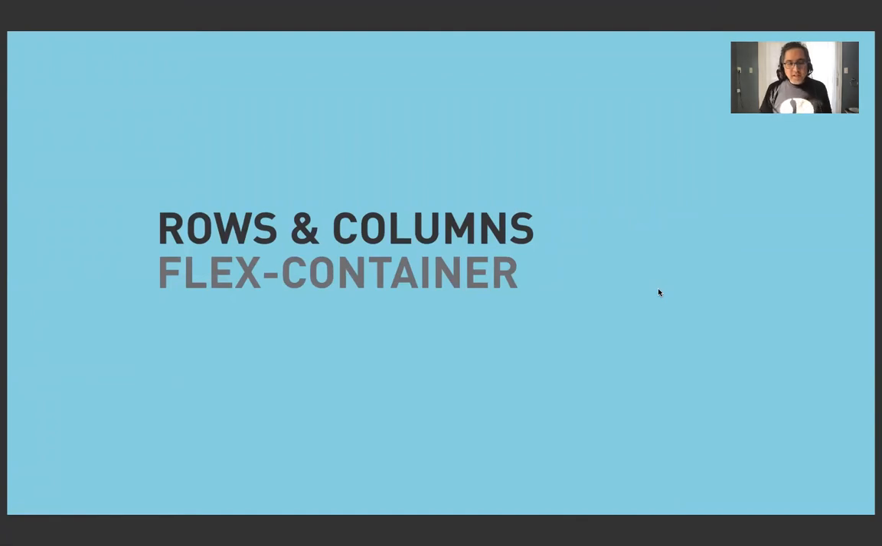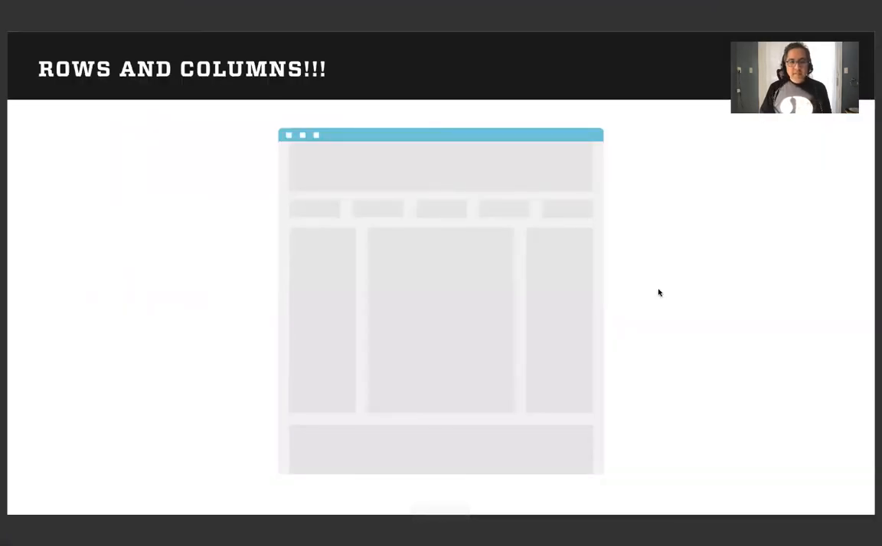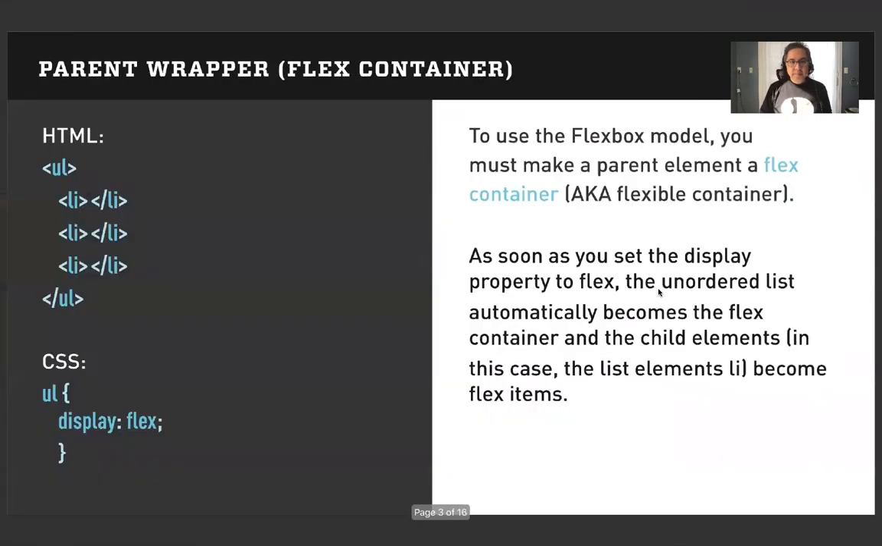Let's start with flexbox. With flexbox, we can make rows and columns. To use the flexbox model, we must make a parent element, the flex container. So in our case, this will be the unordered list. And as soon as you set this display property to flex, the unordered list automatically becomes the flex container. And then the child elements, these li guys here, become flex items.